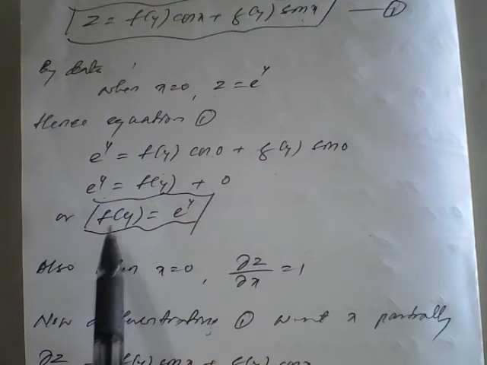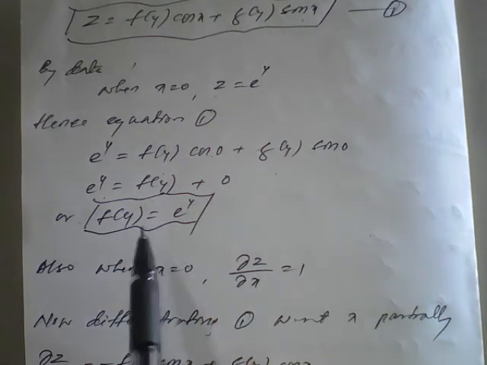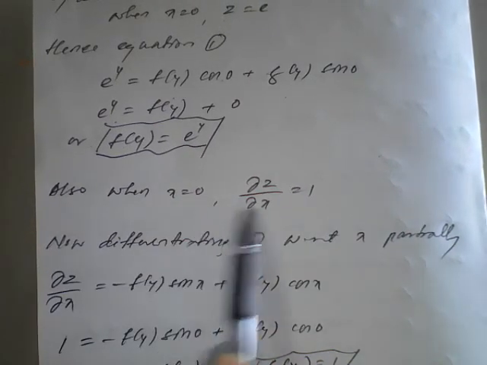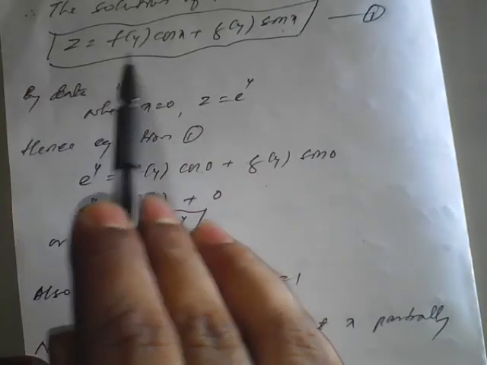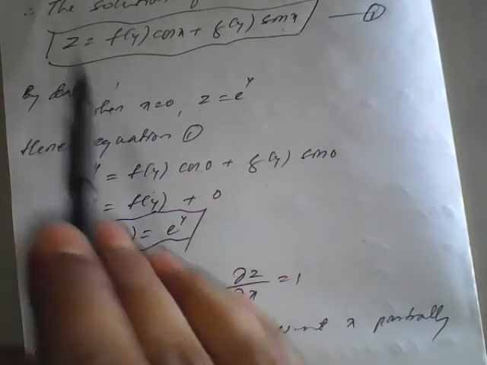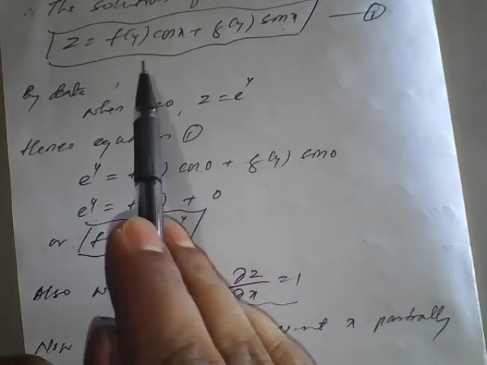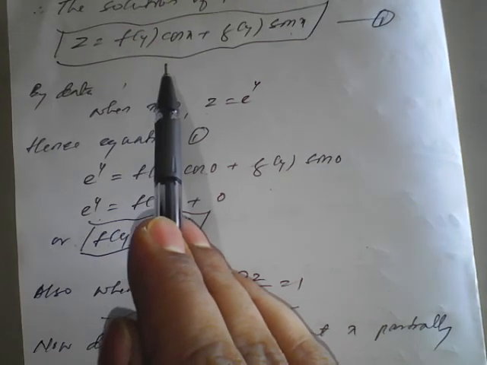So therefore we got the value of f of y is equal to e raised to y. Keep this one as it is. Now with the second condition, when x is equal to 0, dou z by dou x is equal to 1. But in equation number 1 we don't have dou z by dou x. So before applying this condition, we need to differentiate equation number 1 partially with respect to x.